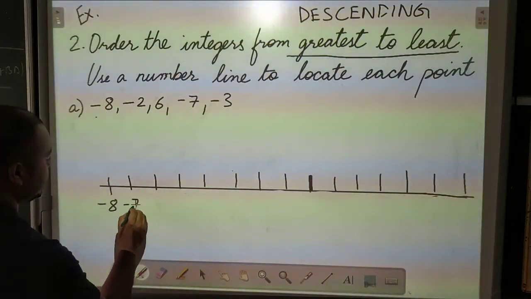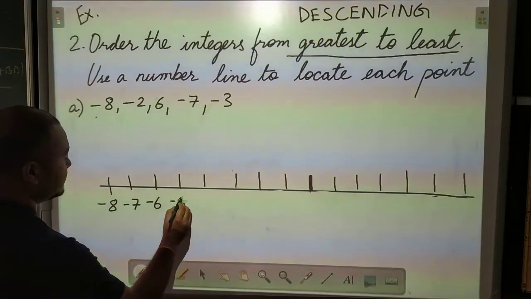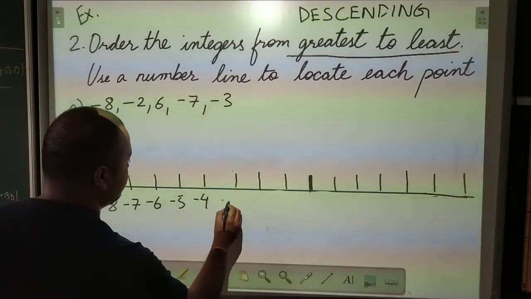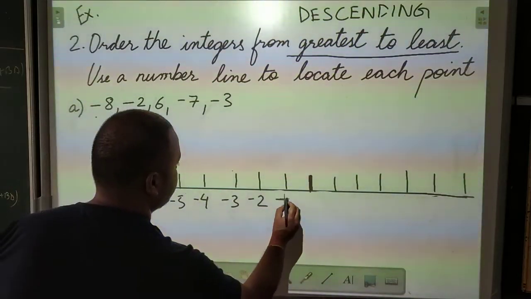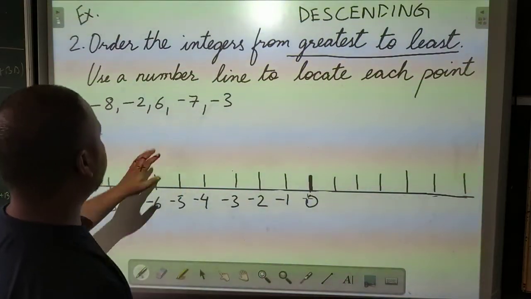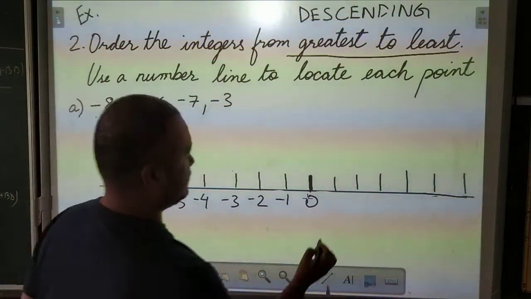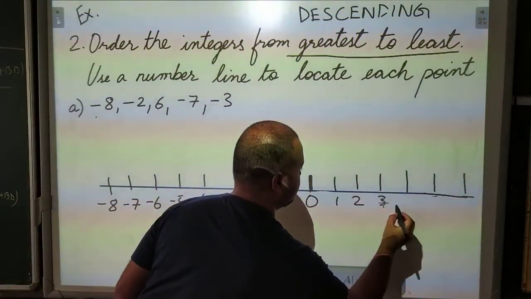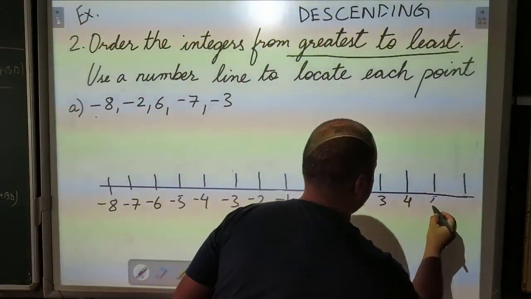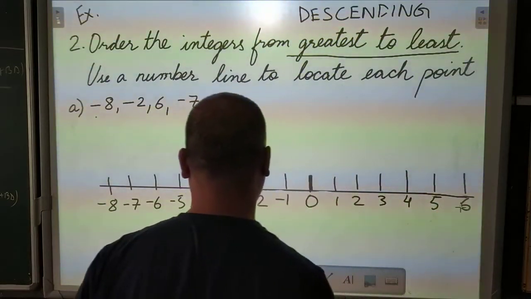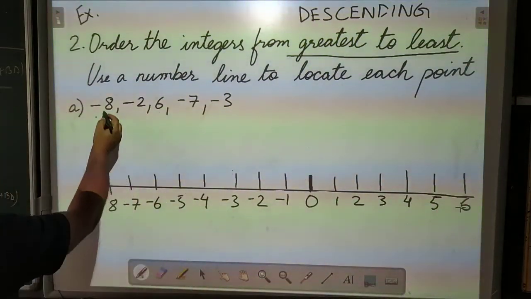Minus 8, minus 7, minus 6, minus 5, minus 4, minus 3, minus 2, minus 1, 0. And then look for the biggest number. So the biggest number is 6. So go up to 6. 1, 2, 3, 4, 5 and then 6. Now just identify those numbers.